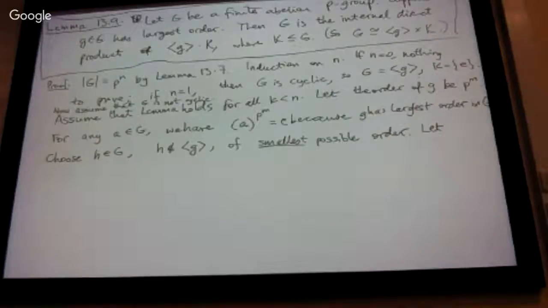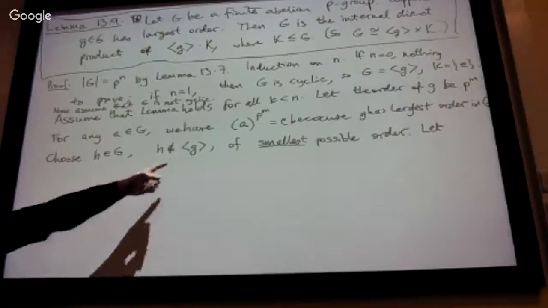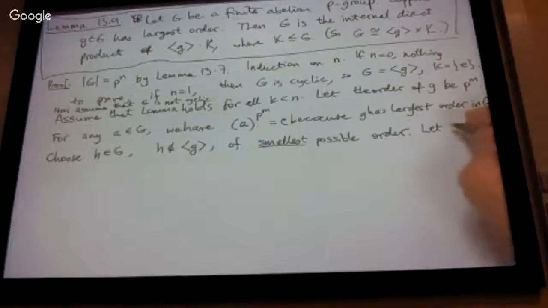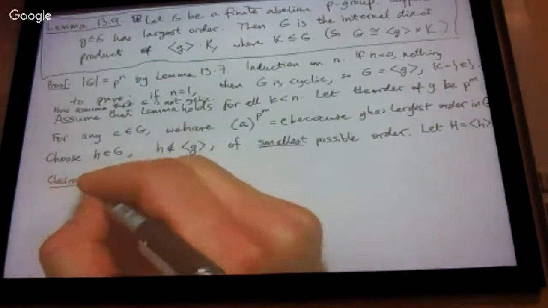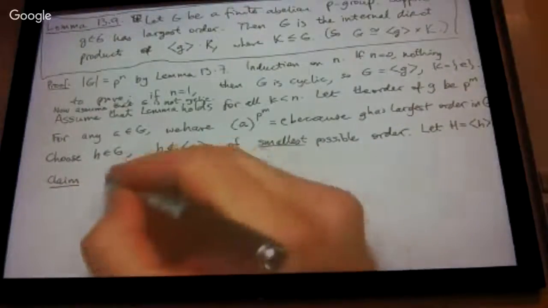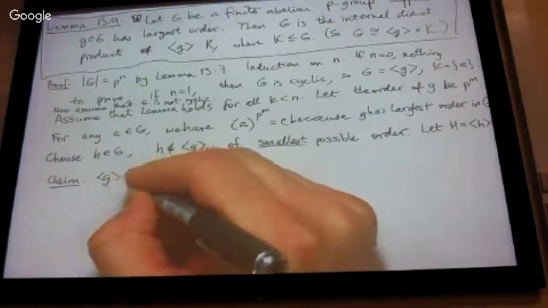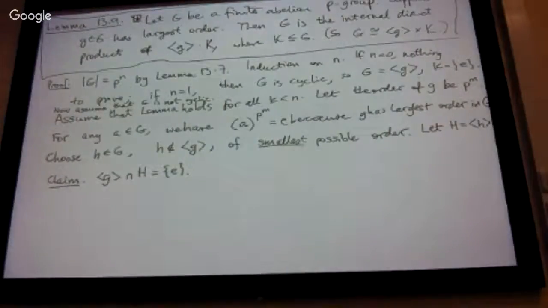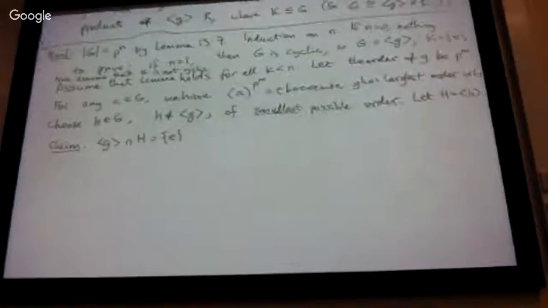Little g has the largest possible order of all elements in G. Among the elements that are not in this subgroup, we pick little h, which has the smallest possible order, and the subgroup that this little h generates, we call big H. Now we claim that this big H does not share anything else with that subgroup generated by g than the identity. And that's a bit of a nasty claim.